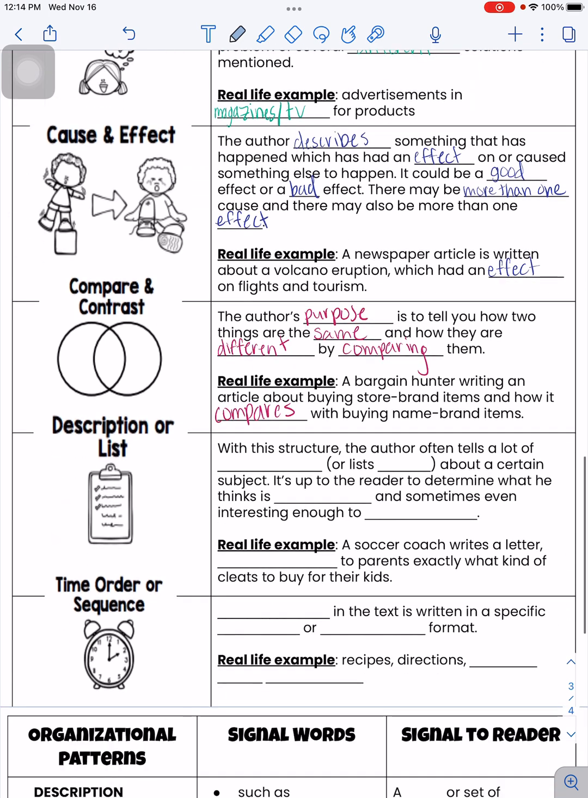So next we have description or list. So description or list, with this structure, the author often tells a lot of information or lists facts about a certain subject. It's up to the reader to determine what he thinks is important and sometimes even interesting enough to remember.